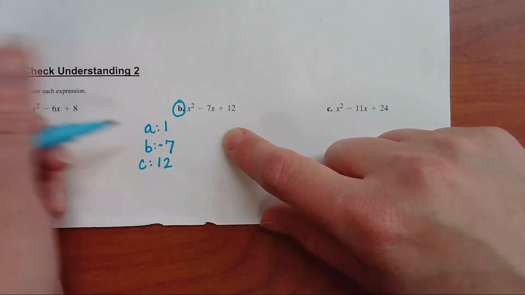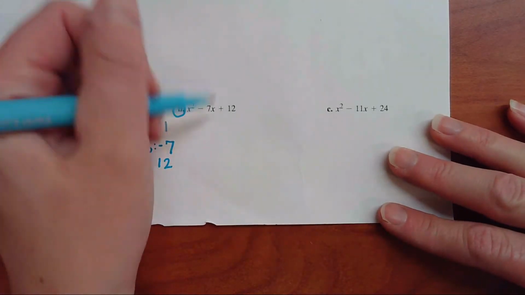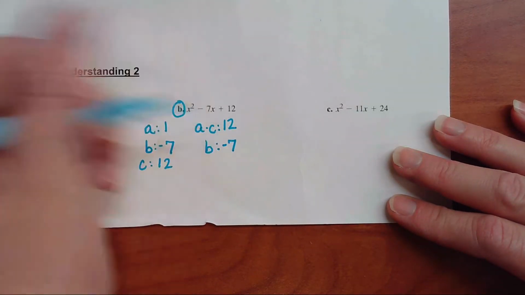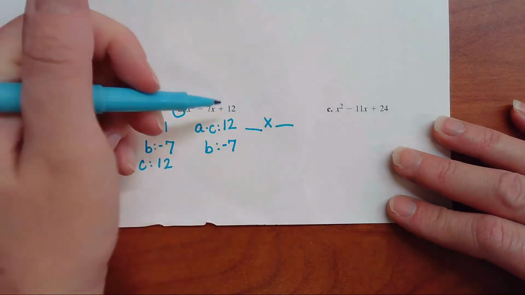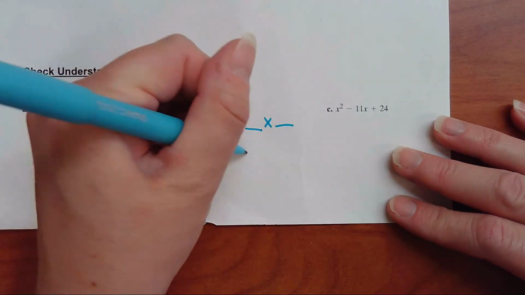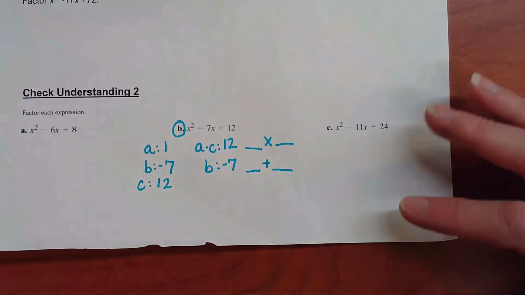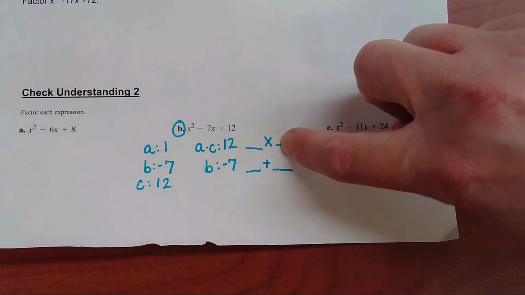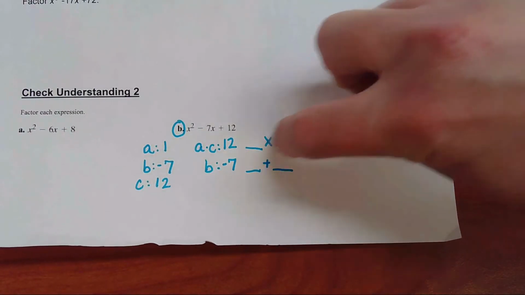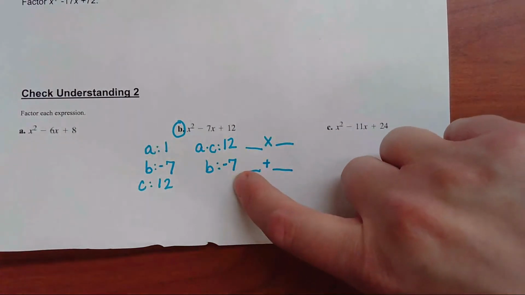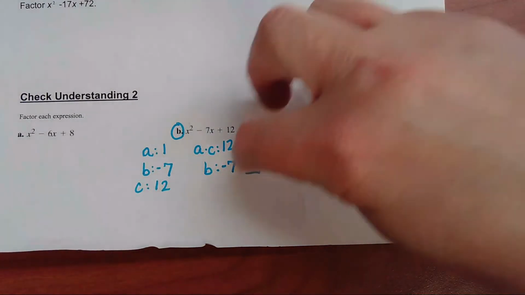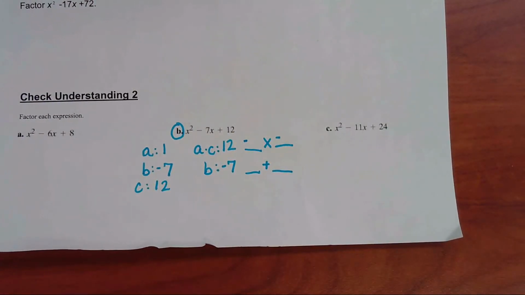So we are going to pay attention to the signs. A times C is 12, B is negative 7. So now we're looking for two numbers that when they multiply, you get a positive 12. Those same two numbers, when you add them, you have to get a negative 7. To multiply to get a positive, it can be a positive and a positive, or a negative and a negative. Because your B is a negative, that's your red flag that these are both negative numbers, because you can't add two positives and get a negative. That's just not possible.